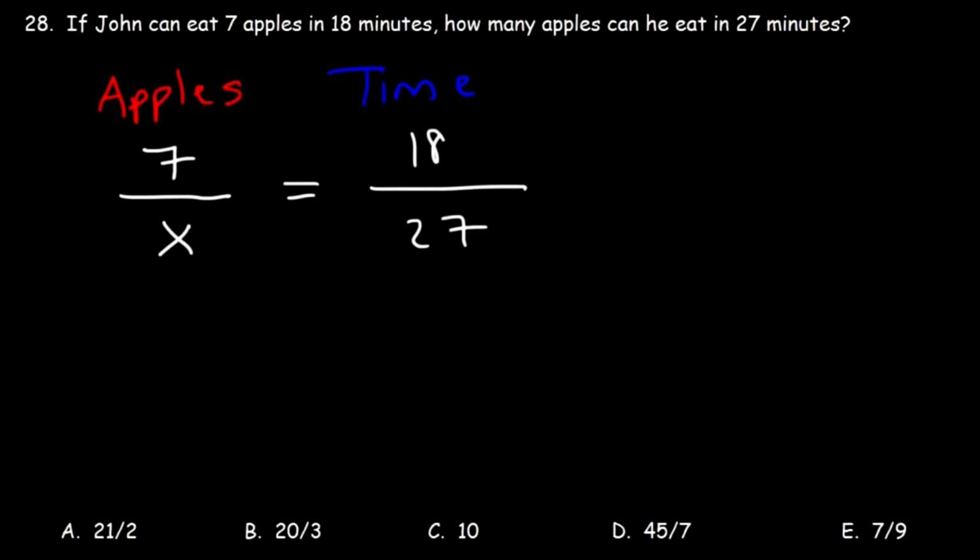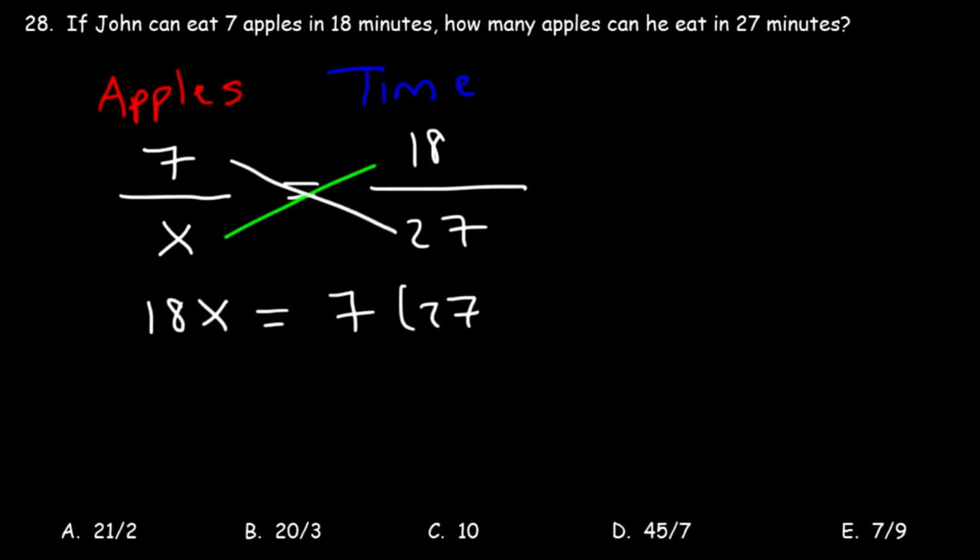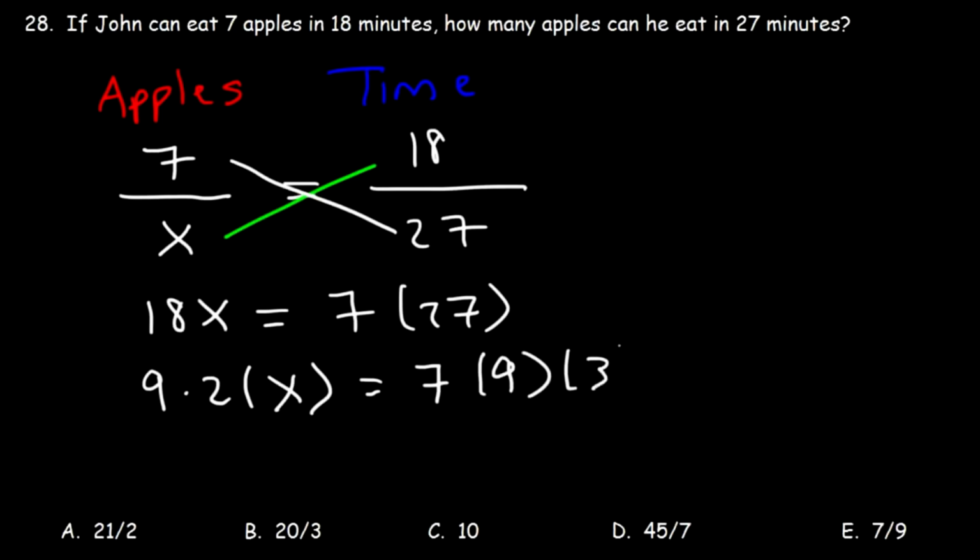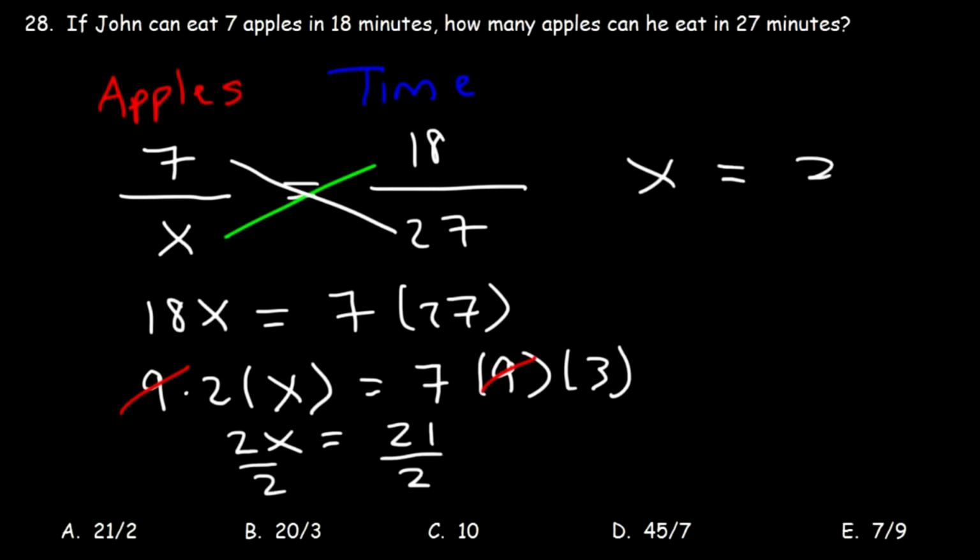So whenever you have 2 fractions separated by an equal sign, you need to cross multiply. x times 18 is 18x. And here we have 7 times 27. 18 is basically 9 times 2. And 27 is 9 times 3. So if we divide both sides by 9, those two numbers will cancel. So 2x is equal to 7 times 3, which is 21. Now let's divide both sides by 2. So x is 21 over 2, which is 10.5 apples.